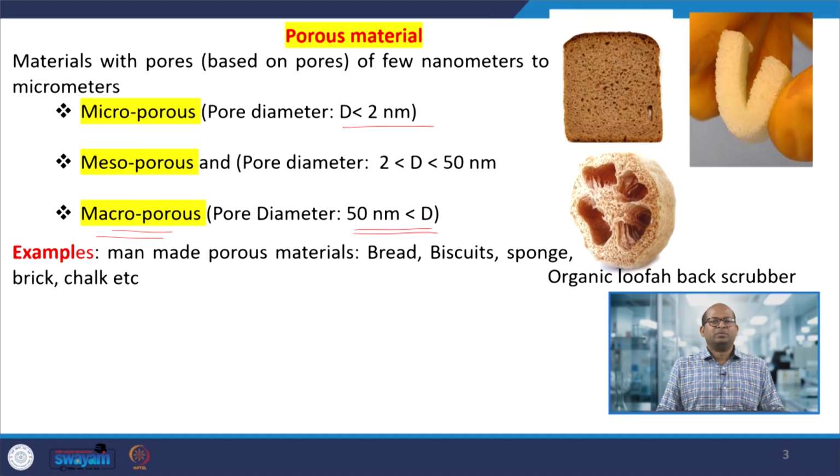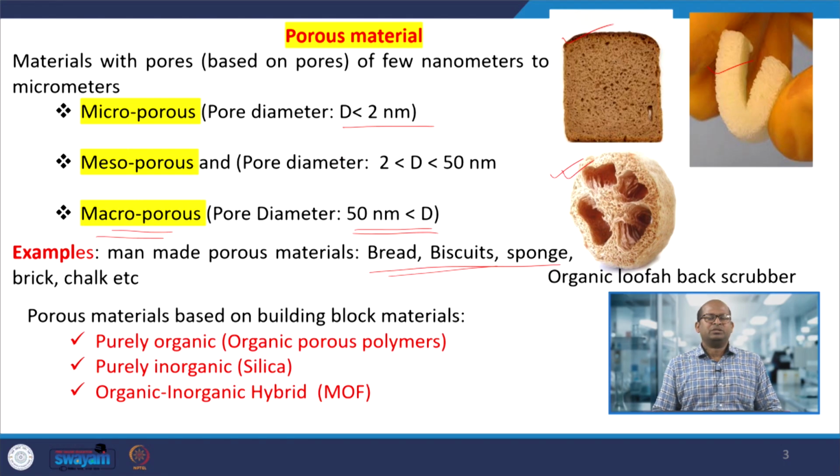Here I am showing a few examples. Some are naturally available, or we can also prepare them, which are called man-made porous materials. For example, see here, these are the man-made materials and this is a natural material. So it is naturally available, or synthetically, in labs, we can also prepare different types of porous materials.